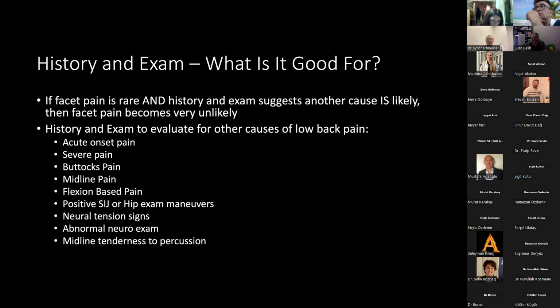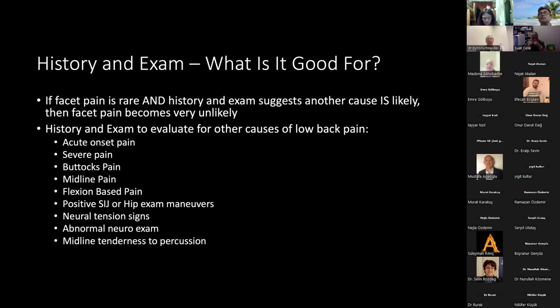Even though I just told you exam maneuvers aren't reliable, we can still think about biomechanics. And we know that in general, extending or rotating and extending is what's going to load the facet joint mechanically. So that might induce pain. But perhaps more importantly, we know that flexion-based pain is very specific for loading the anterior column. And so if someone hurts when they bend over, that's at least somewhat more likely, again, to be the vertebral body and the disc.